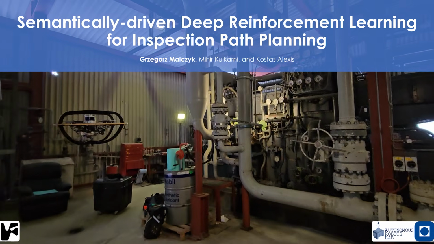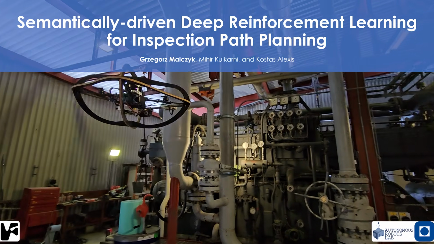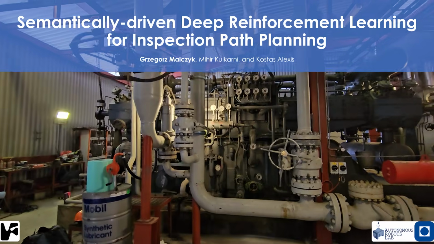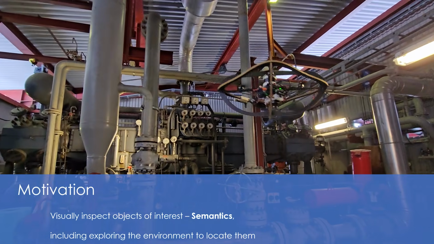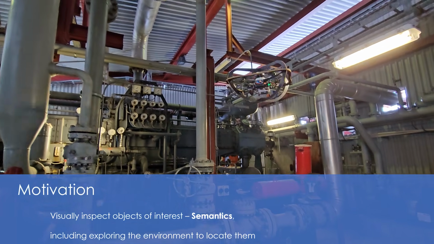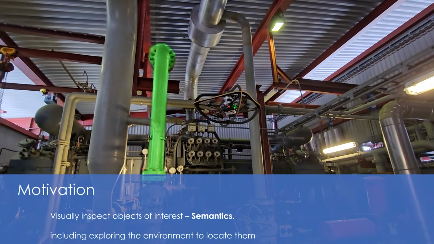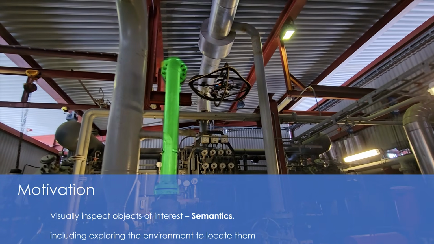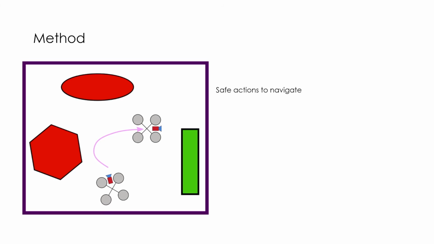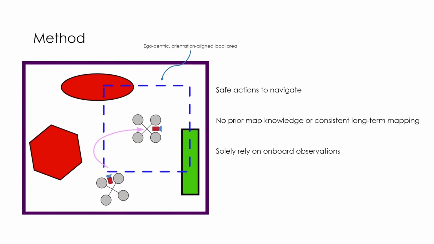This video presents a novel deep reinforcement learning-based policy for semantics-aware information path planning. Our end-to-end method explores an unknown environment and conducts a visual inspection of objects of interest referred to as semantics. The framework ensures safe navigation by relying solely on local scene information without prior semantic knowledge.